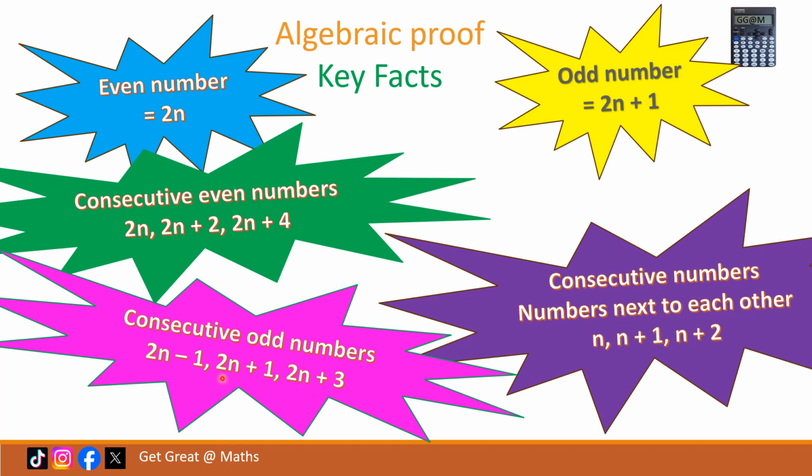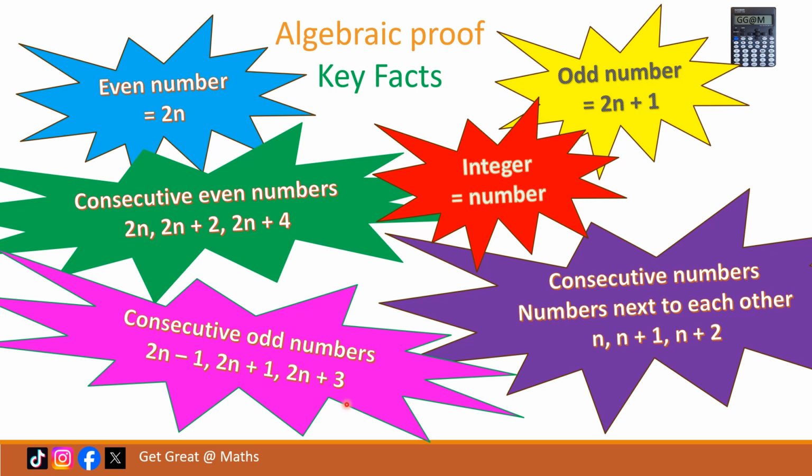You could have started with 2n plus 1, 2n plus 3, and then 2n plus 5. They are also consecutive odd numbers, but it is often easier to use 2n minus 1 and 2n plus 1, because then when you're multiplying out brackets, the positives and negatives cancel, or if you're adding terms, the plus 1 and the minus 1 will cancel. So that is why it's nice to use 2n minus 1 and 2n plus 1 rather than going up to 2n plus 5.